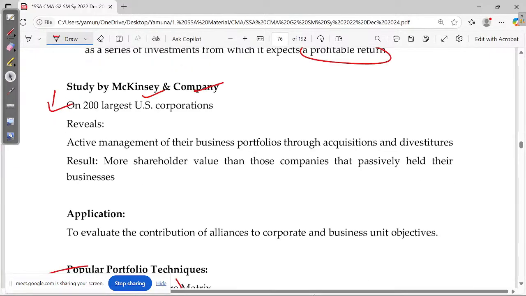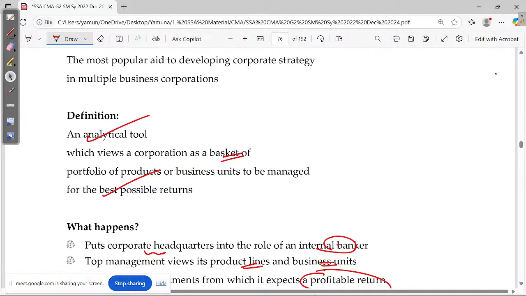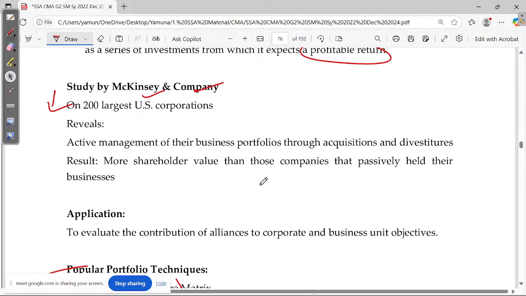So let me start from here. I think we have to go from this page, right? Yeah.